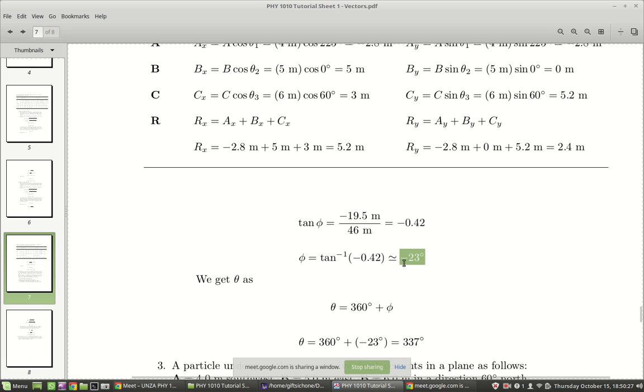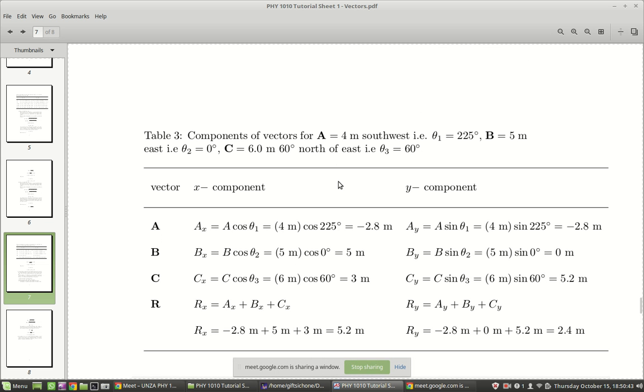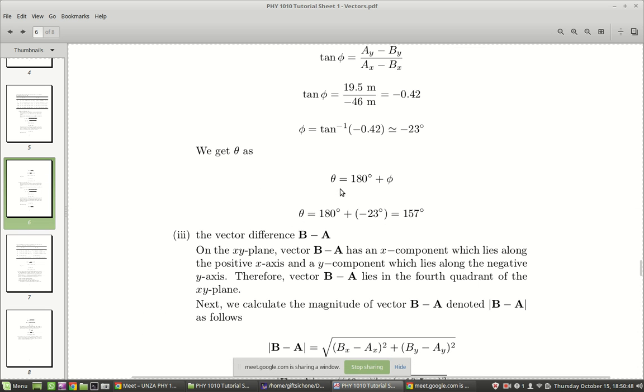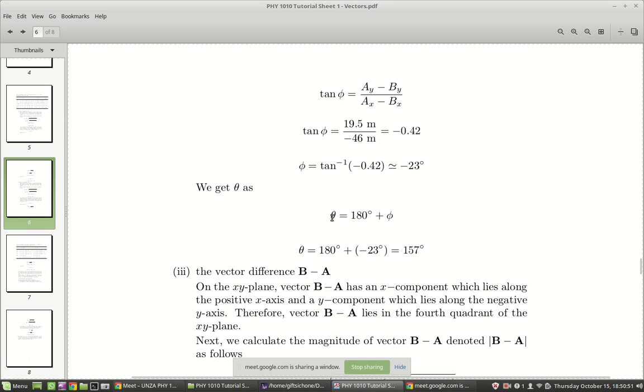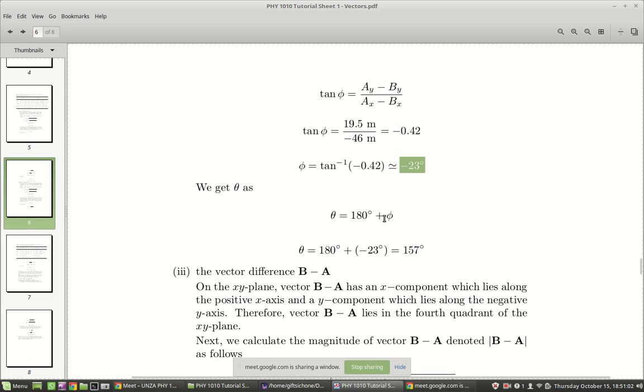We found a phi of minus 23. Usually the phi is going to be negative. So for us to get theta, it's going to be 360 degrees plus the negative phi, which gives us a theta of this value. This is what you do in the fourth quadrant. In the second quadrant and in the third quadrant, you use this. However, in the second quadrant, your angle phi is going to be negative, so you end up having 180 plus phi, but your angle phi is negative, so you get this.